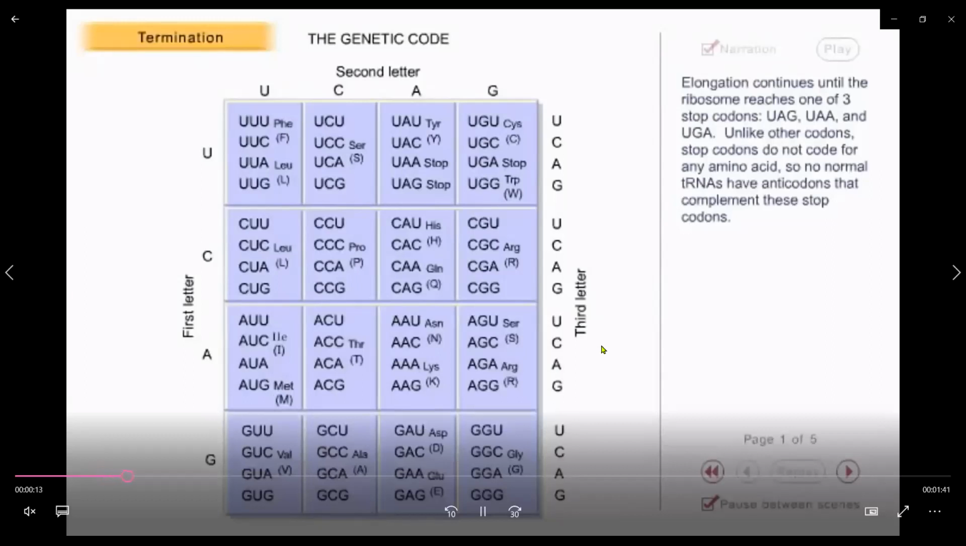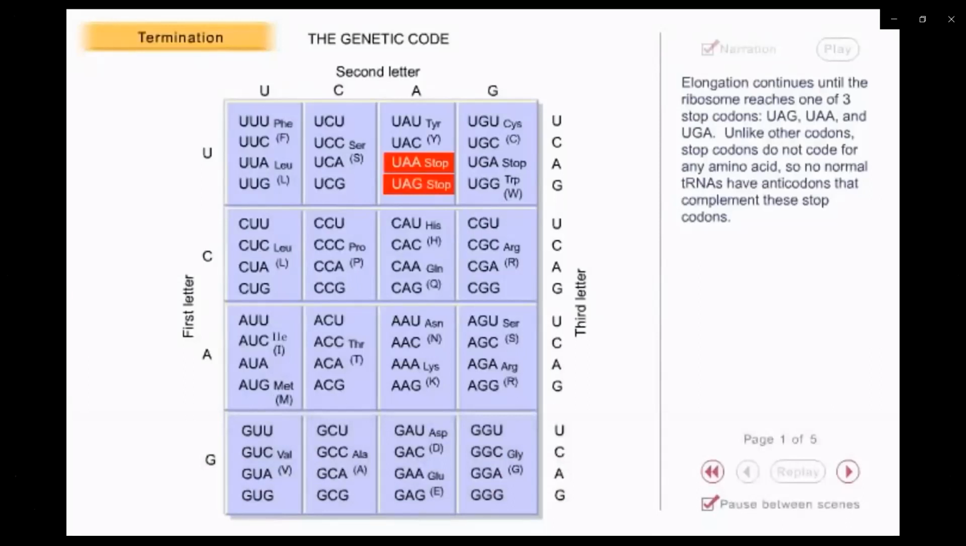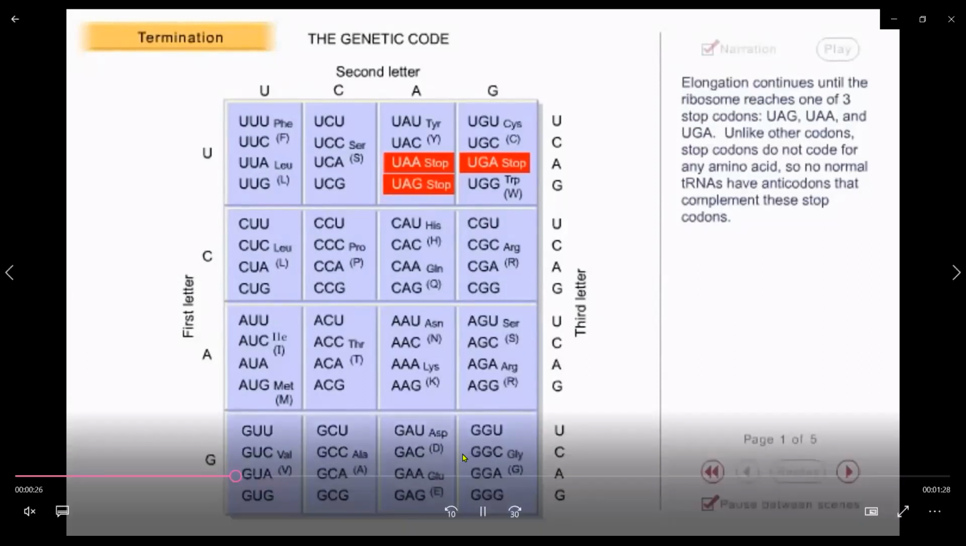And thus, as they do not code for any amino acids, tRNAs do not have any anticodons for these. So these are the standard stop codons, which are universal in nature to some extent. There are exceptions.